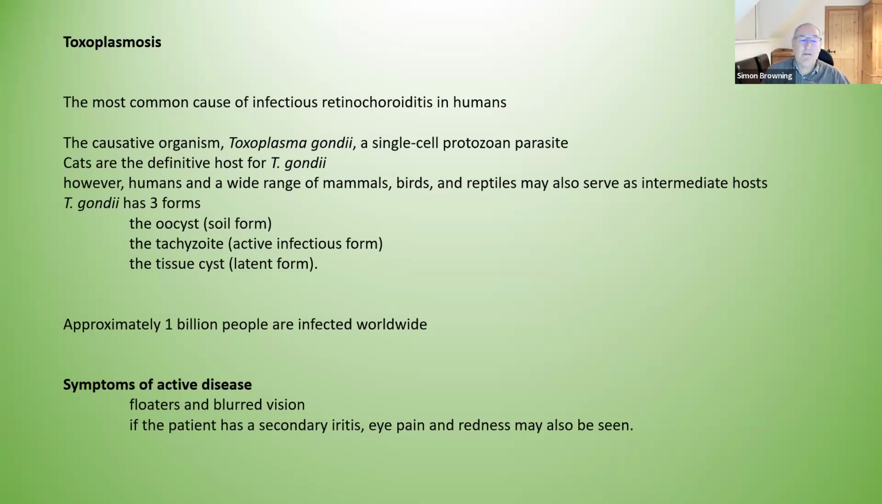Active disease: floaters and blurred vision, and often a secondary iritis. So they might be complaining of eye pain and redness as well. So again, these patients need to be referred urgently.